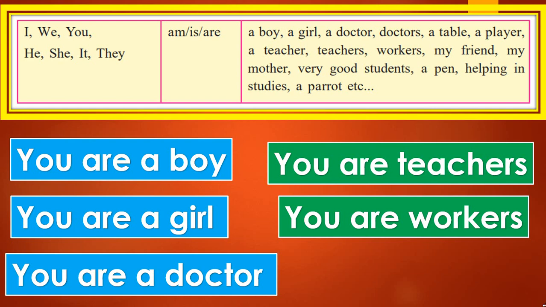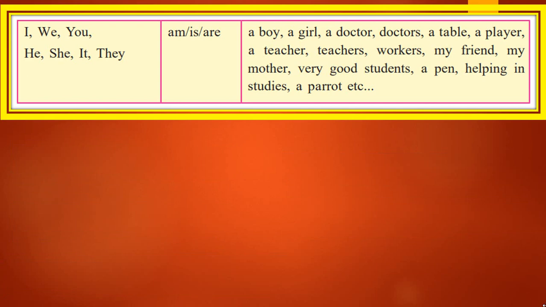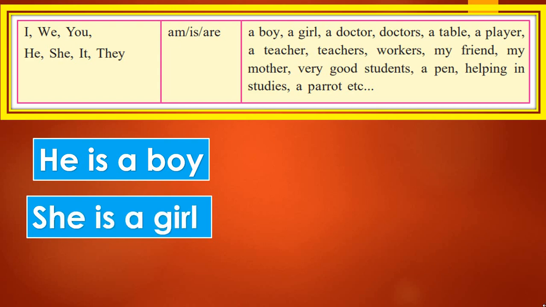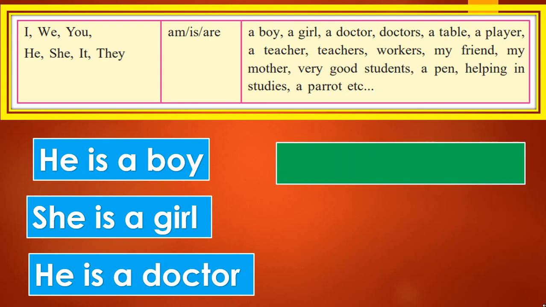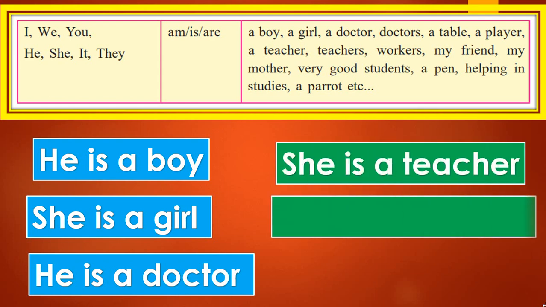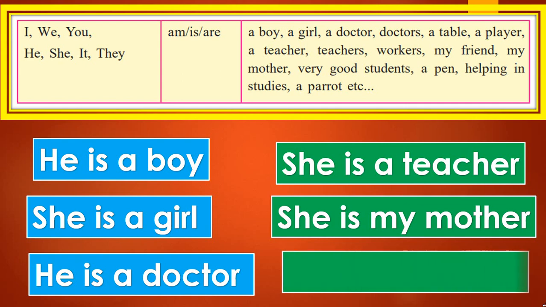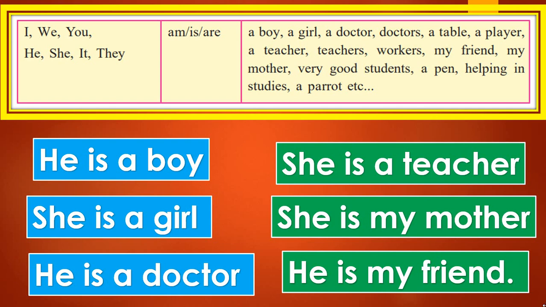Okay, so write down these sentences in your notebook and see. Start with he. He is a boy. Now after he, always is comes, not am or are. Then she is a girl. He, she, it. Okay. Then he is a doctor. She is a teacher. She is my mother, we can say. Then he is my friend. So write down these sentences.